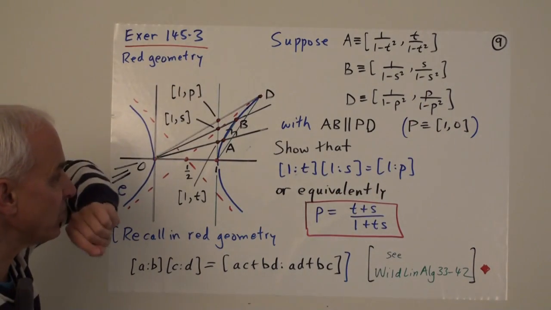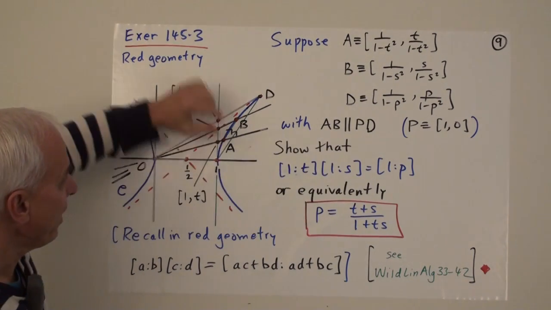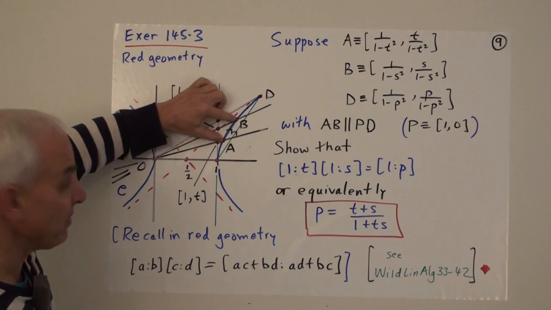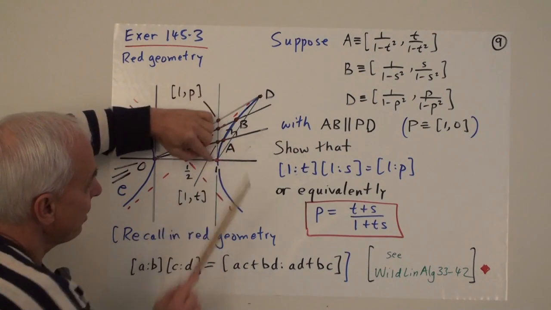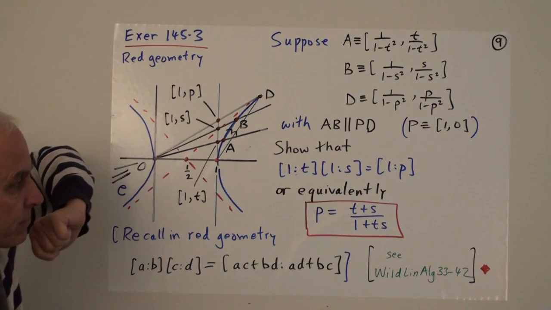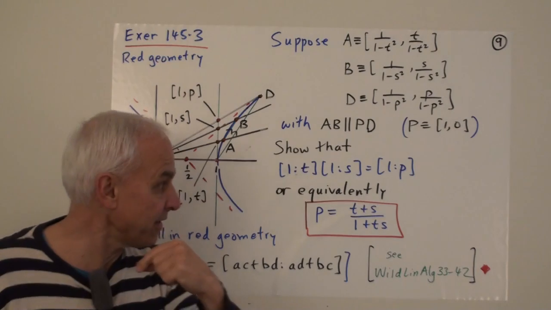And let's assume, in addition, that they're related by the following geometrical condition: that the segment AB, the line AB, is in fact parallel to the line PD. This is P. So exactly the same condition as we just had on the previous thing.